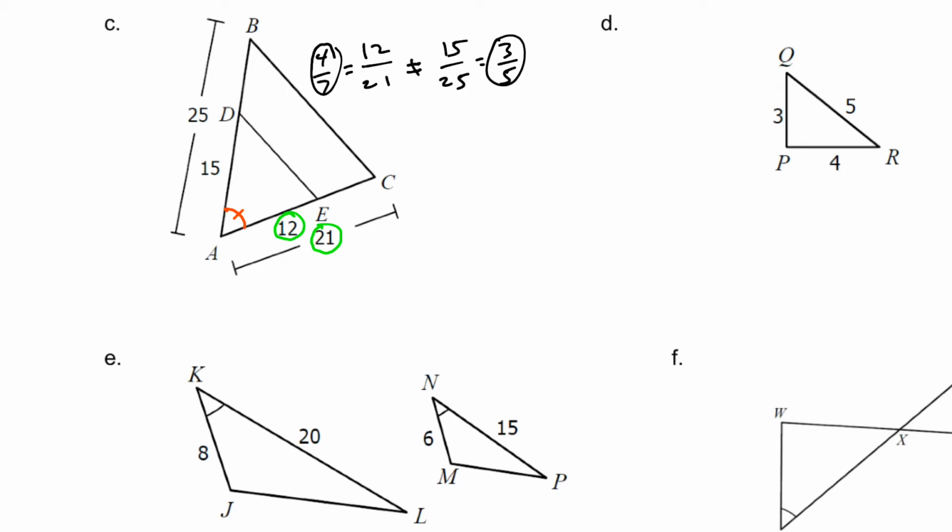So again, we were saying that this looked like it could possibly be side angle side similarity. Well, because these corresponding sides are not in the same ratio, this is not side angle side similarity. And in fact, these two triangles are not similar.